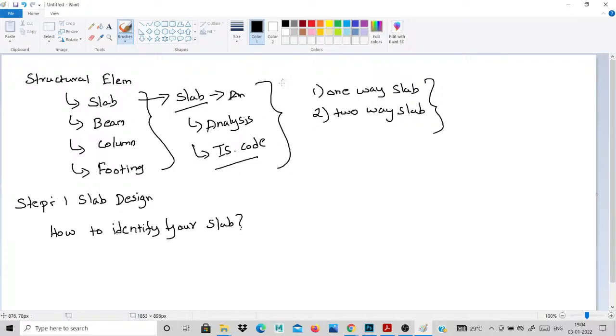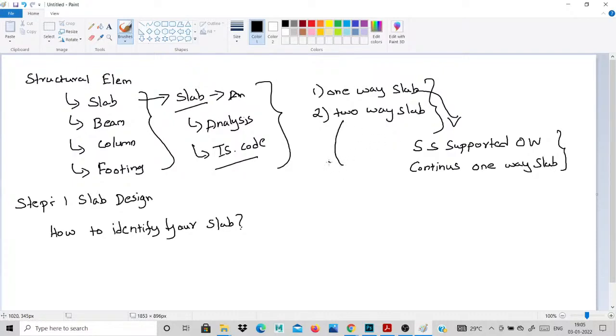What are the types of one-way slab? One is the simply supported one-way slab, and the next one is the continuous one-way slab. These are the two types mainly used in our buildings.